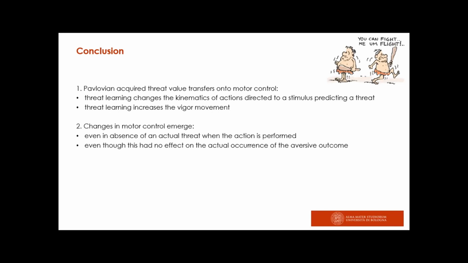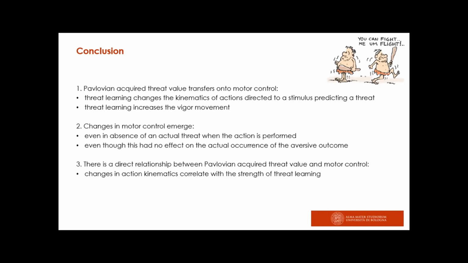And these changes in motor control emerge even in the absence of an actual threat, so there was no shock there, okay? And even though the action also has no effect on whether you're going to get a shock or not. You could think about this in relation to more clinical or pathological manifestations of, for example, anxiety disorders, where you are doing behaviors related to something you think is threatening, even though there is no threat present. We also observe a direct relationship between Pavlovian acquired threat value and motor control. So the changes in action kinematics correlated with the strength of threat learning.